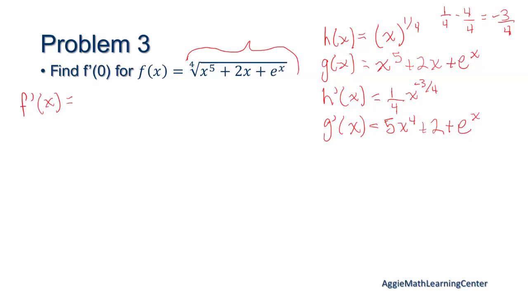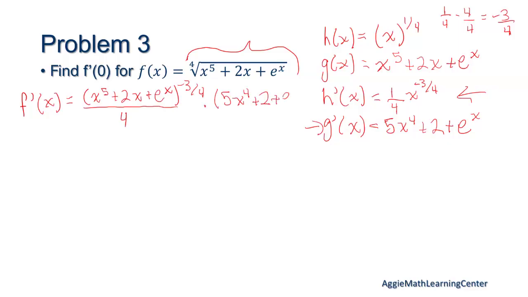So it's going to be the derivative of our outside guy, with our inside stuff still intact. And then this will all be to the negative 3/4 over 4. And then we'll multiply that by the derivative of the inside, so times 5x to the 4th plus 2 plus e to the x. Okay, cool. Are we done? Probably simplify. Maybe, but if we are going to plug it in, I don't like simplifying. It's a bad habit. It'll just save you time if you don't simplify.